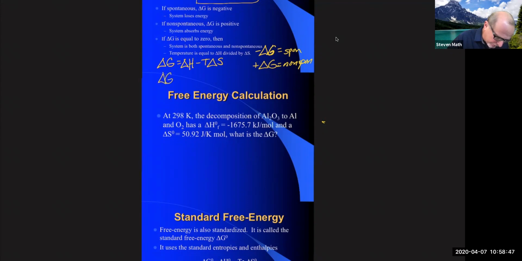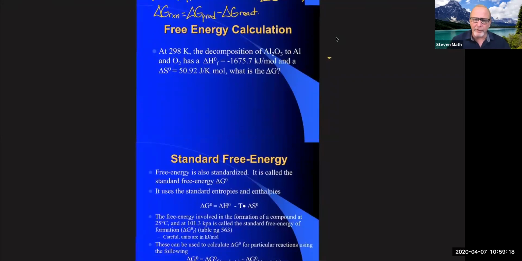And that's going to be delta G for this reaction is equal to delta G of the products minus the sum of delta G of the reactants. These are two very simple calculations, very straightforward, and we've got Texas Instruments to help us out here, so I think we're going to be just fine. Let's look at our first problem here. It says at 298 Kelvin, the decomposition of aluminum oxide to aluminum and oxygen has a delta H of formation and a delta S. What's delta G?